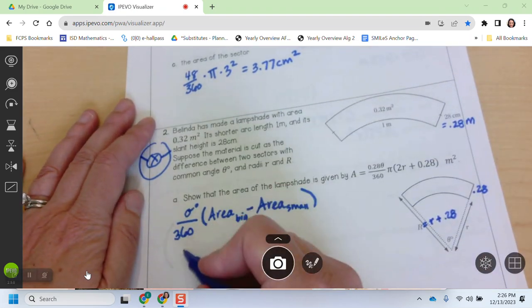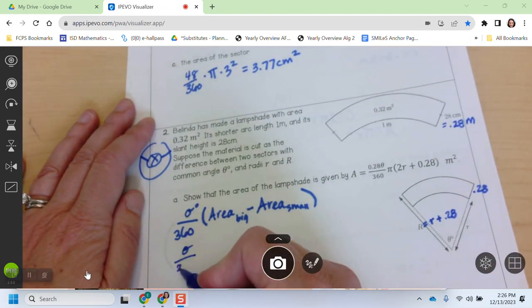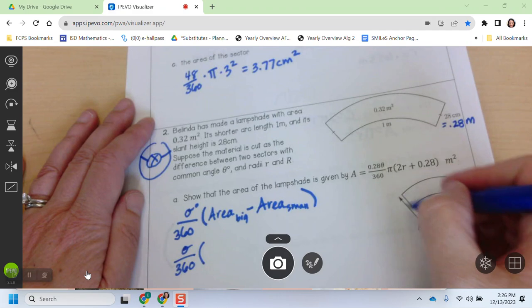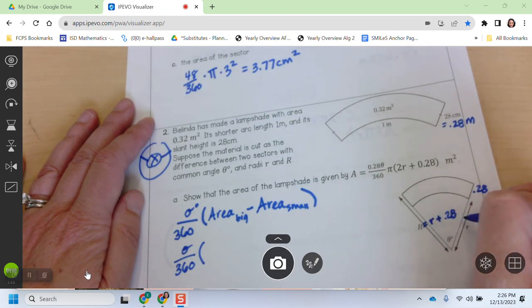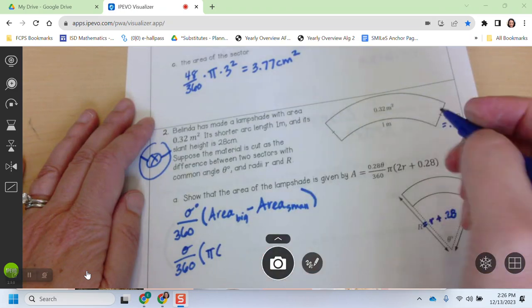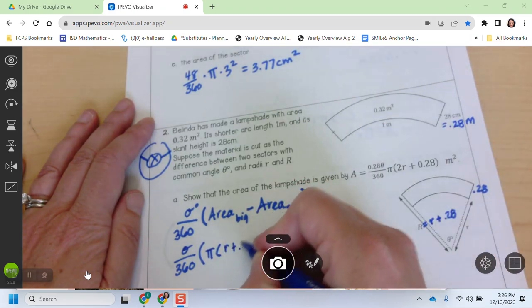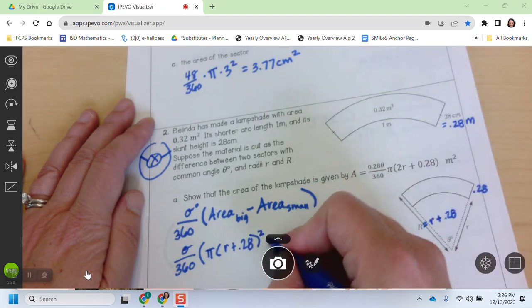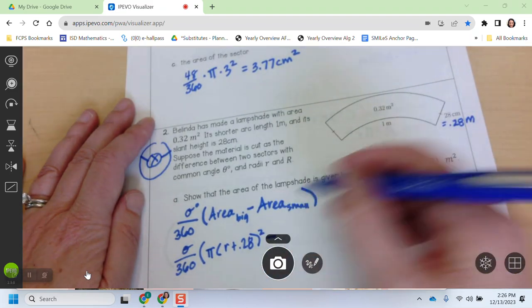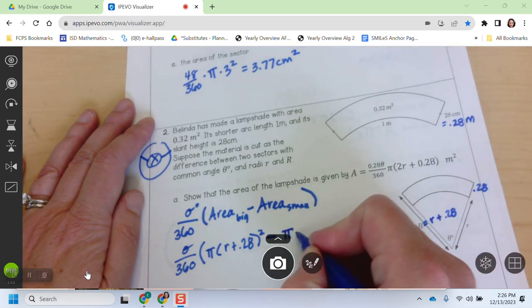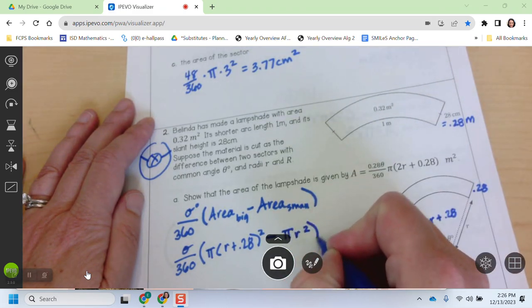So let's go back over here. The area of the big one would be pi big R squared, but I'm going to substitute in little r plus 0.28 for my big R. So it's pi times r plus 0.28 squared, minus the area of the small circle, which is pi little r squared. Like that.